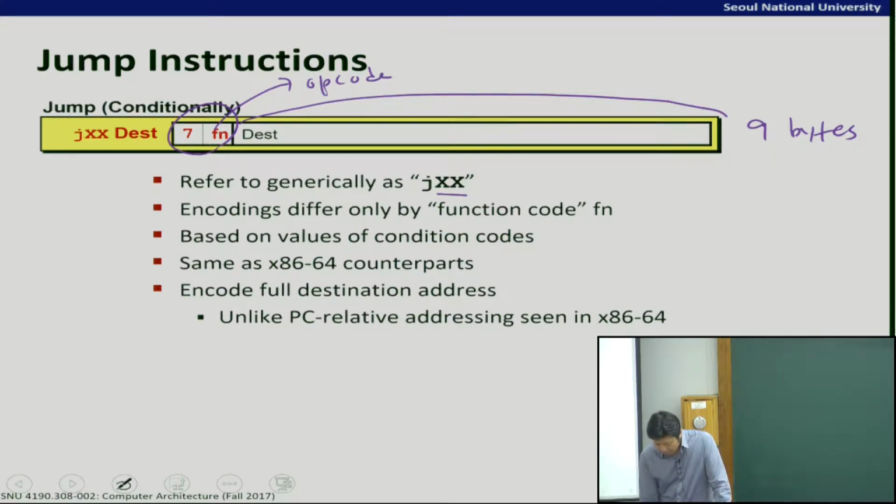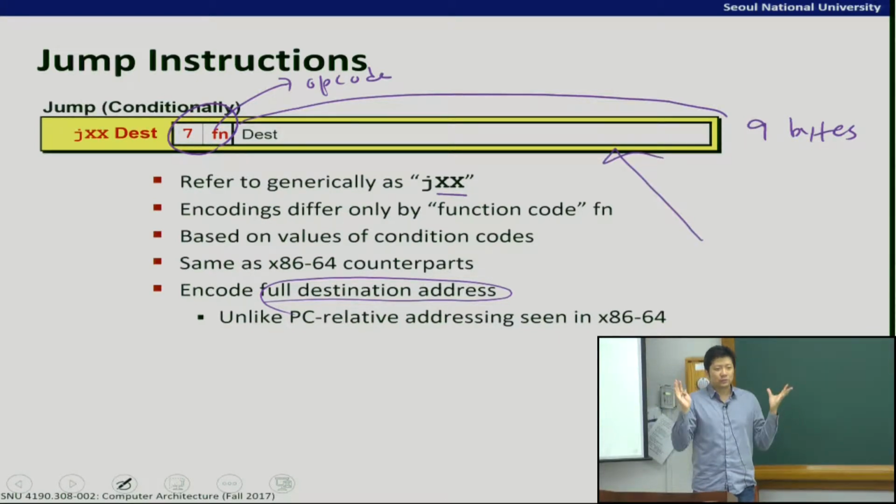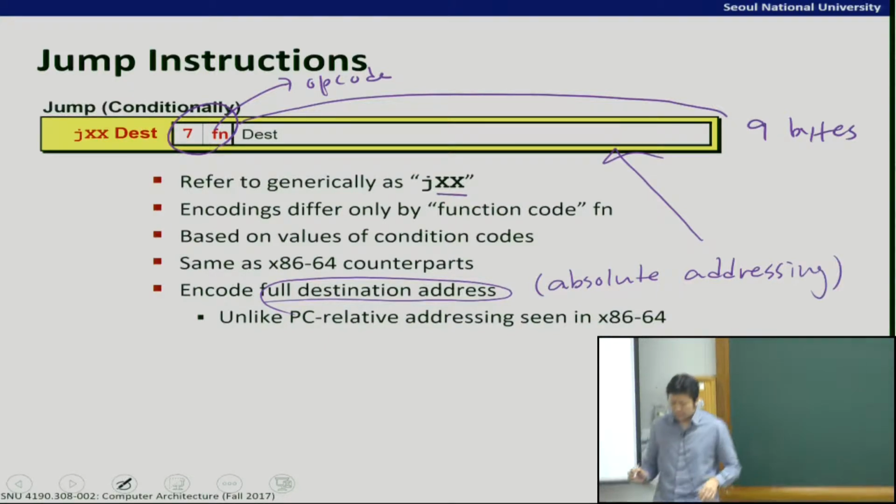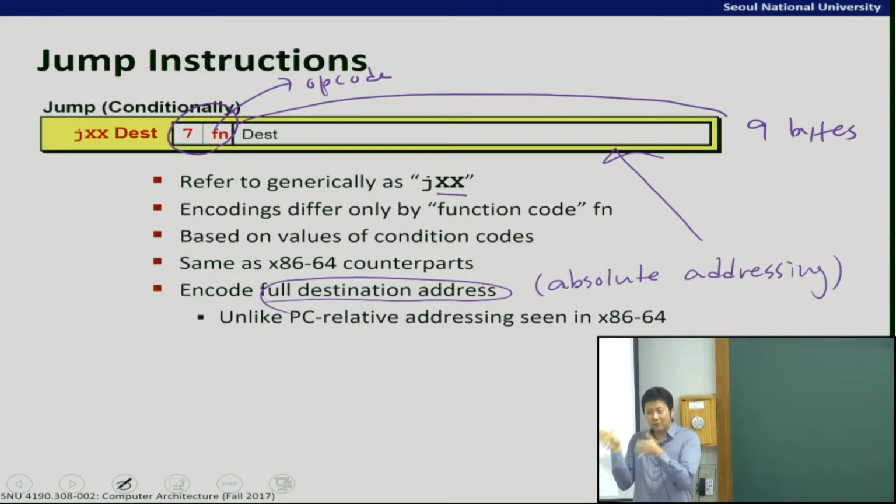One characteristic of this instruction is that we encode the full destination address. If you want to jump to address 4000, then you put 4000 there. That's called absolute addressing: you plug the real target address into the instruction. But there are other addressing modes too.